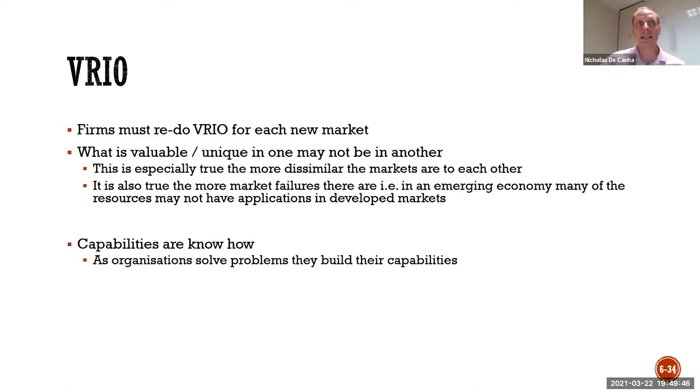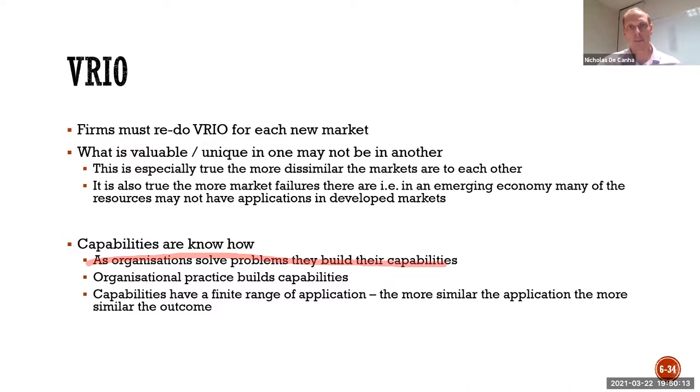Capabilities are know-how, and as organizations solve problems, they do build their capabilities. So as we said, this is a constant process. This is the Red Queen idea, which says that path dependency is a real thing. If you get very good at something, you can keep building on that expertise, and you may change your market, but it is difficult to overtake.